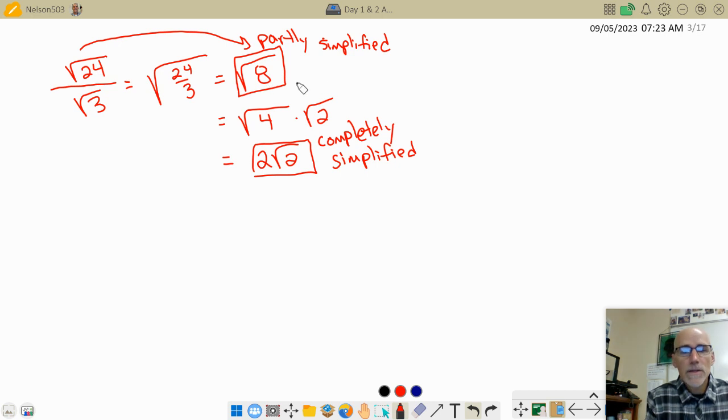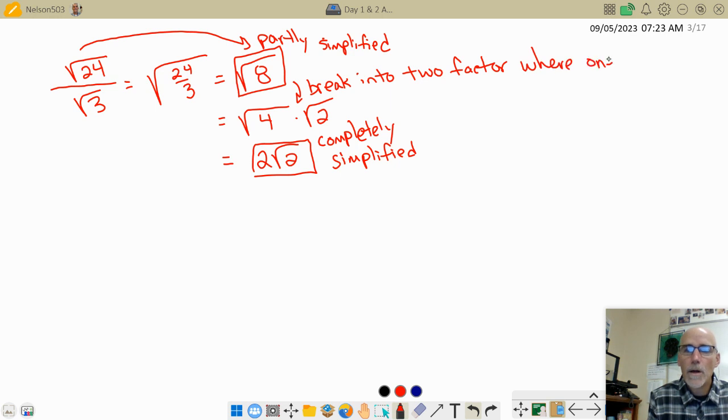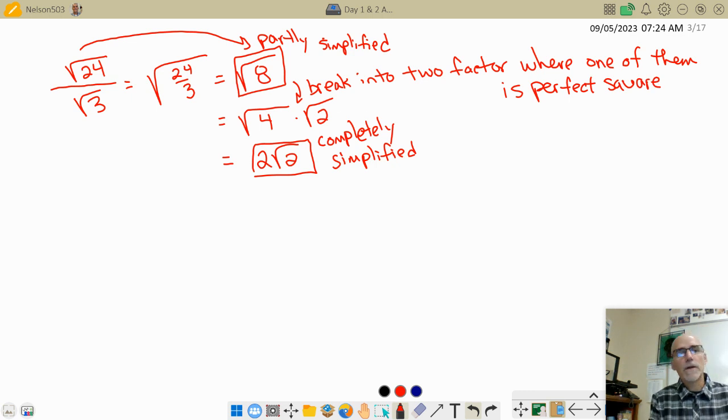I want you to see if you could break it into 2 factors. And if you can break it into 2 factors and one of them is a perfect square, then you can simplify further. If you can't find a factor that's a perfect square, then you don't do anything at all. You just leave it as the square root of 8. Okay, so that's the first part of the assignment.